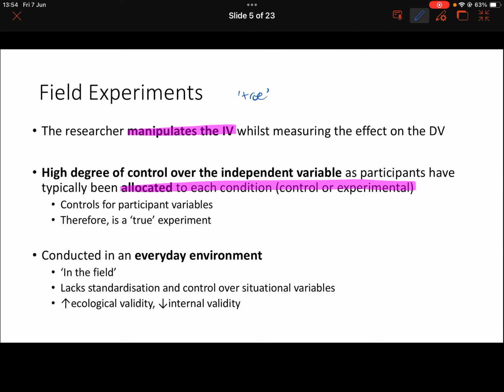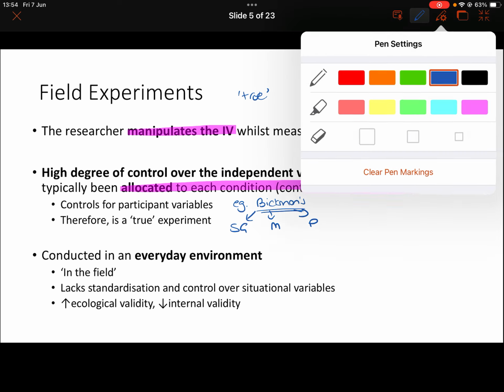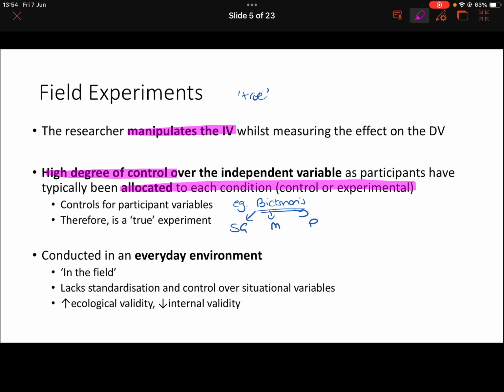So for example, Bickman's study was a field experiment where there were three conditions that participants were allocated to. They had the security guard, they had the milkman, and they had the plainclothed pedestrian. So participants were allocated to one of those three conditions, and that was under the control of the experimenter. So in a field experiment, the researcher still has a high degree of control over the IV. They're still manipulating the conditions of the IV.